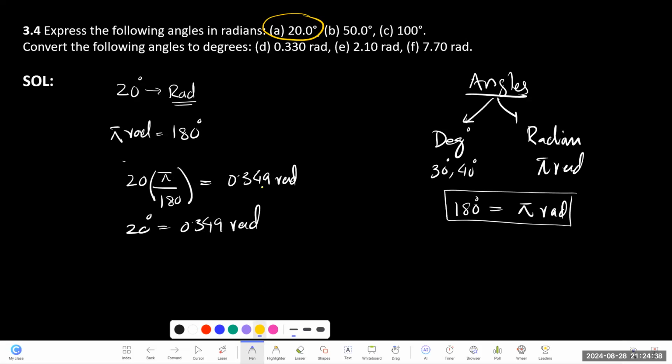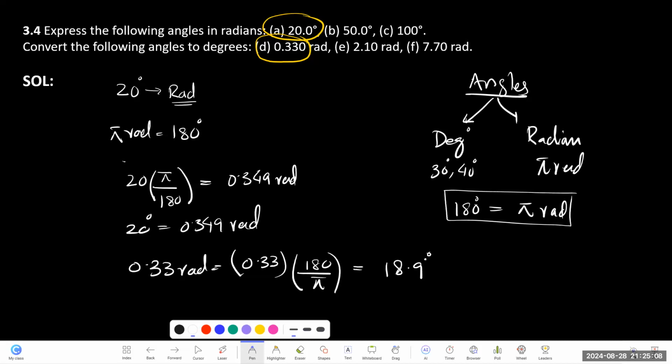For another part of this one, I'm going to convert radians into degrees. Let's try that one. 0.33 radians equals 0.33 multiplied by 180 over pi. Just flip it over, and the answer will be about 18.5 degrees. Okay.